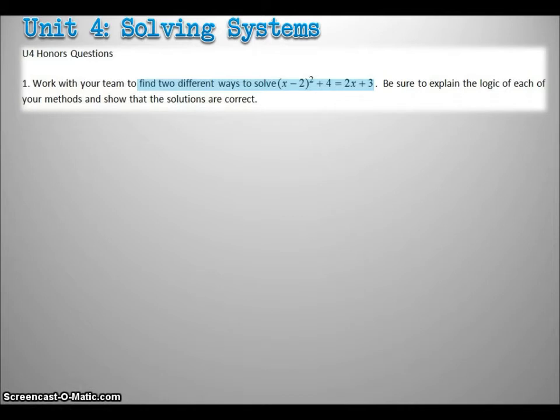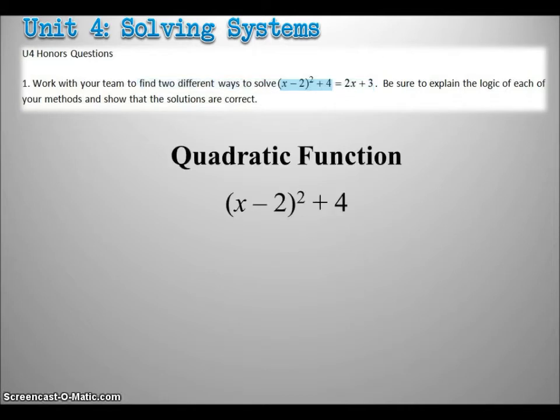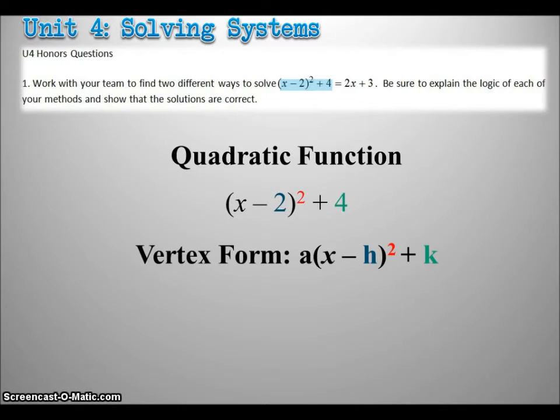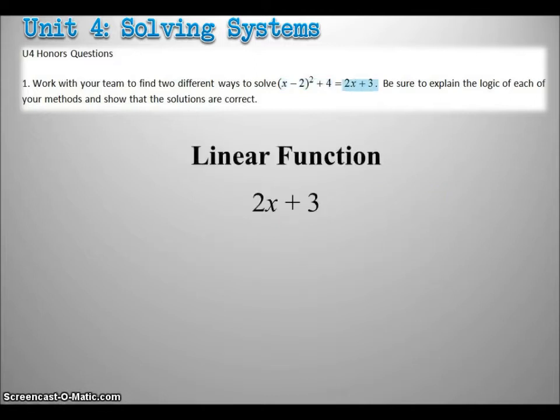There are two different types of functions in this problem. One is a quadratic function, which is (x minus 2) squared plus 4. You can tell right off the bat that this is a parabola because there's a square. Looking at it more closely, you can tell that it is in vertex form because there's an a, h, and k. I color-coded the a's, h's, and k's for you. The next function is a linear function, 2x plus 3. This linear function is in y equals mx plus b form.